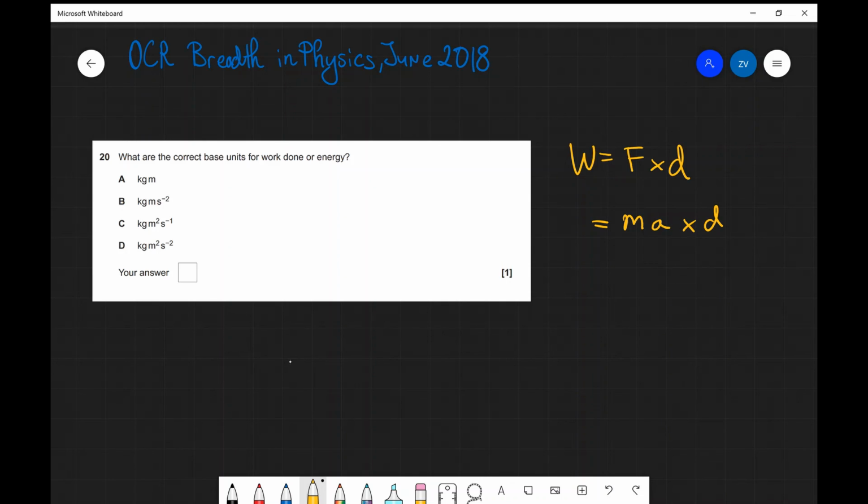Well, let's have a look at the units of this. The mass is measured in kilograms. Acceleration is in m s to the power of -2, multiplied by distance, which is measured in meters. So the base unit for work done is going to be kilograms, meters squared, because we get a factor of meters times meters, s to the power of -2, which leads us to a final answer of D, kilograms, meters squared, s to the power of -2.